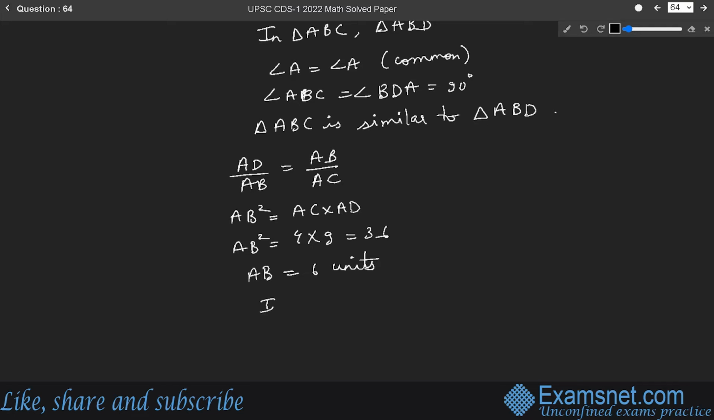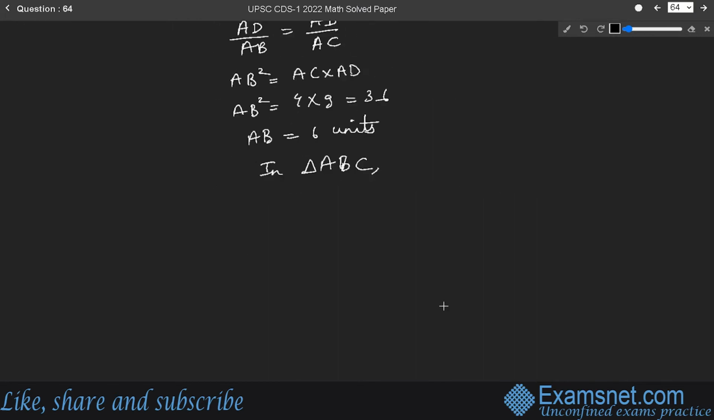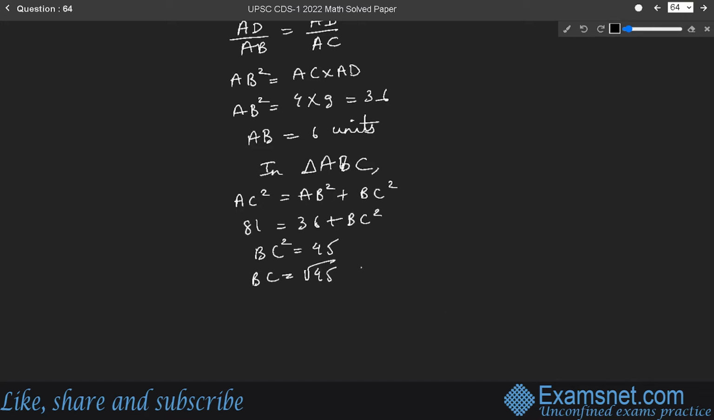Now in triangle ABC, you can see the figure. ABC is the whole triangle, A, B and C. By Pythagoras theorem, we have AC square is equal to AB square plus BC square. So putting values, it will be 81 is equal to 36 plus BC square. BC square is equal to 45. BC is equal to under root of 45, which will be 3 root 5.